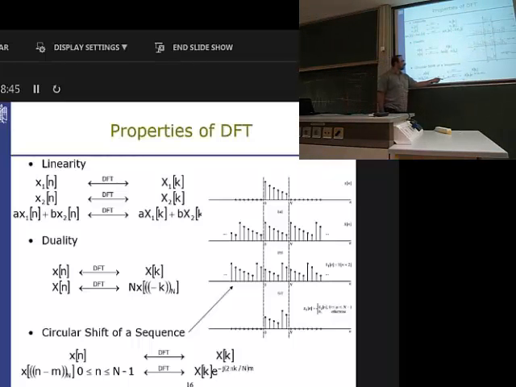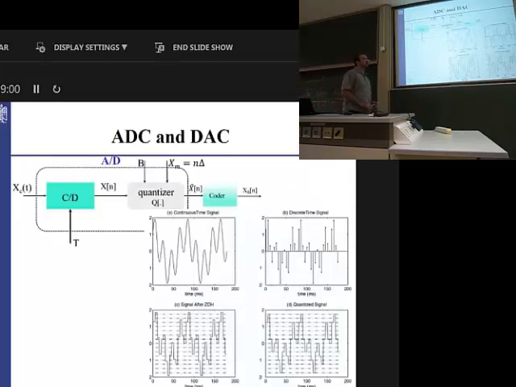But the corresponding value should be like this. So if x of n gives you x of k, then this kind of shifting, or circular shifting, gives you this kind of value. So these properties you can easily find and follow in the books. I'm not going through that, but maybe you can follow them in the exercises.